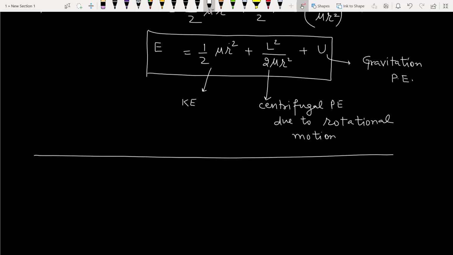So dear students, in this first part of the motion of a body under the effect of central forces, we have derived the first equation of motion. Secondly, we proved that when a body moves under the effect of central forces, angular momentum is constant. Then we derived the expression for total energy, which is found to consist of three terms.